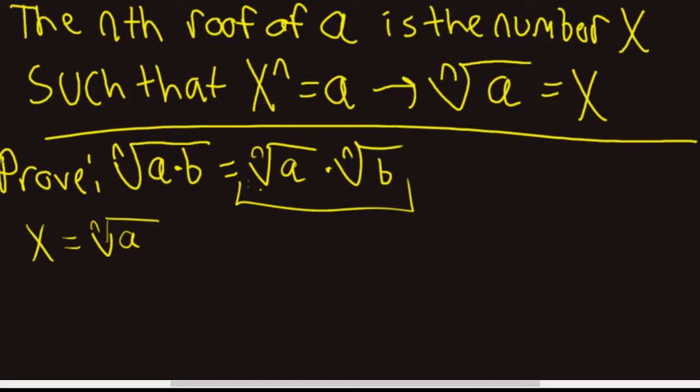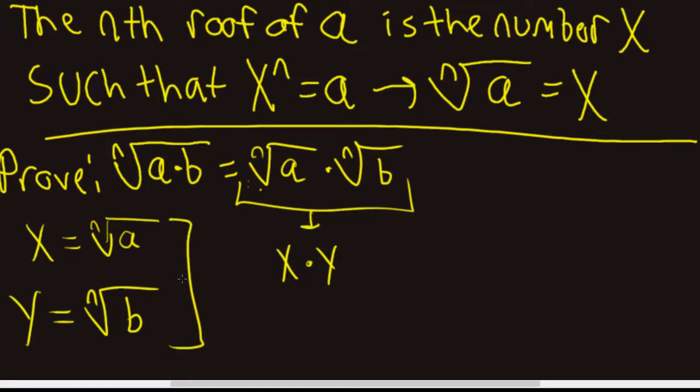And we can say the same thing about the nth root of b. So I'm going to say that y is whatever the nth root of b is equal to. Because again, the nth root of b has to be equal to some number. So then if we replace what we have here, instead we're just going to have x times y. Again, that just follows from our two declarations that x is the number that the nth root of a is equal to and y is the number that the nth root of b is equal to.